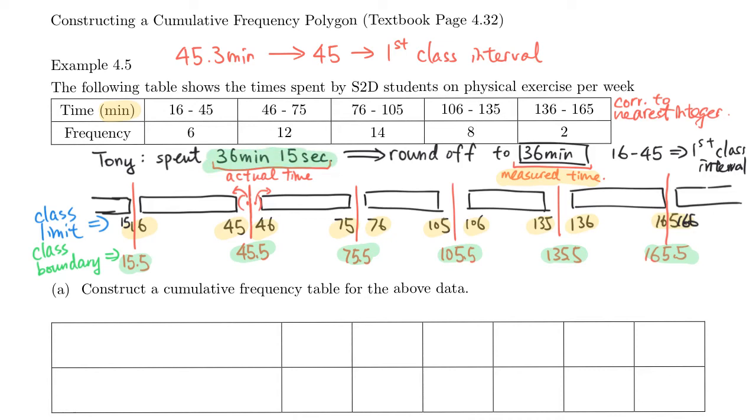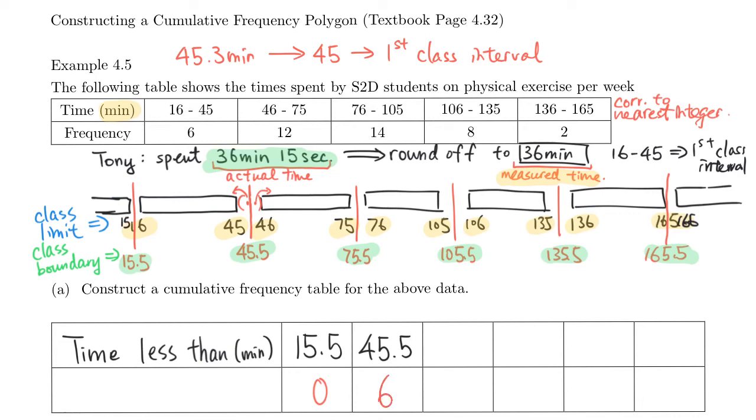So now, I have a question. For actual time, how many students spent less than 15.5 minutes? How many of them spent less than that? It's 0, right? No one. You cannot see a group here. So no one, 0. And then my next question is, how many students spent less than 45.5? This is the line 45.5. So less than 45.5 means this group. So that is 6, right?